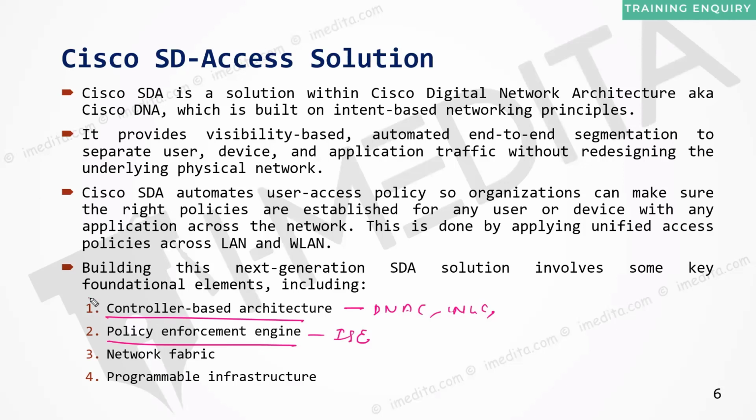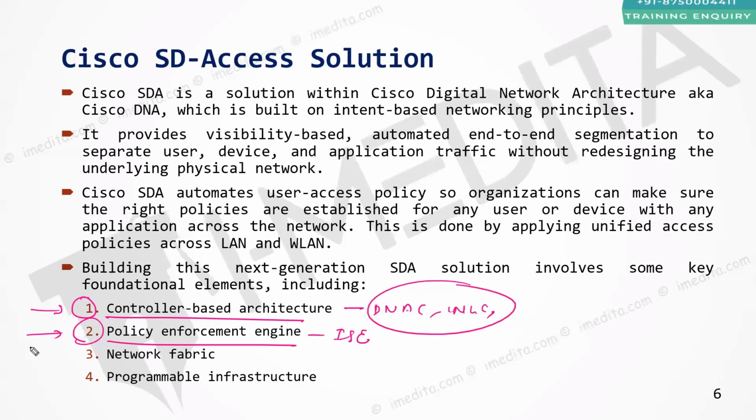Since it is a controller-based architecture, that means we require certain controllers such as DNS center and the WLC. Since we need to configure policies in our network, policies like who can communicate with whom, what devices can have access to what devices, we will require a policy enforcement engine. Typically, we will use Identity Services Engine for the same.